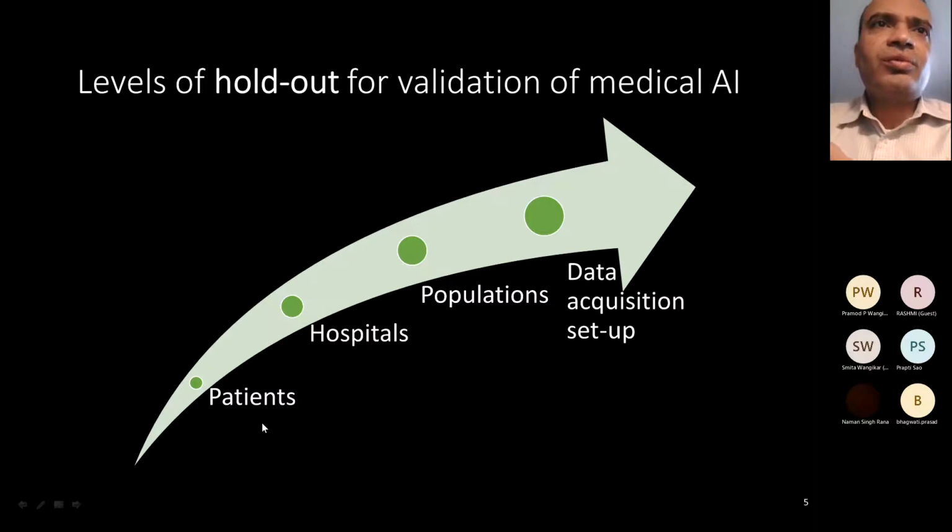A stronger level of generalization we can test if we have hospital level separation. That means you train on hospital A and B, but you test it on hospital C. And then population level separation and data acquisition, which means that you are using different brand equipment such as GE versus Philips MRI machines, and see that it generalizes from GE to Philips. No one is doing this, and I don't think we should jump into this right away. If we can do at least hospital level separation, that would be good enough for now.